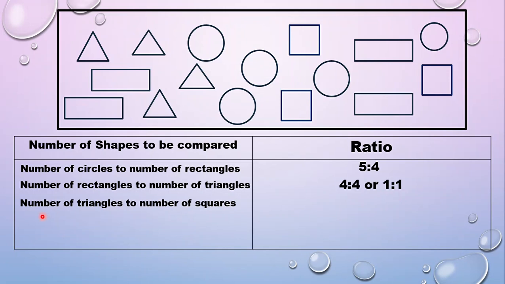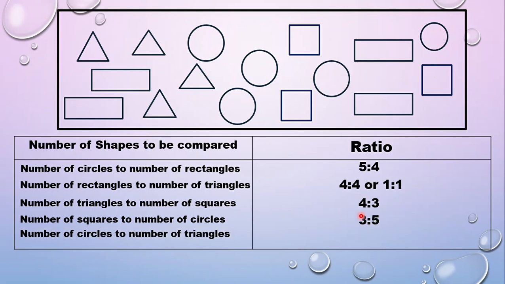Next, number of triangles to number of squares. The number of triangles is 4. The number of squares is 1, 2, 3. So we have 4:3. Next, number of squares to number of circles. The number of squares is 3. The number of circles is 1, 2, 3, 4, 5. So the ratio is 3:5.